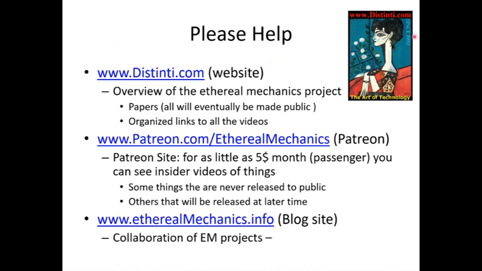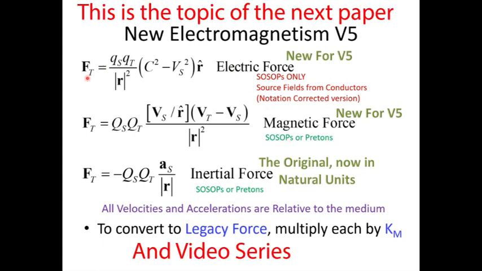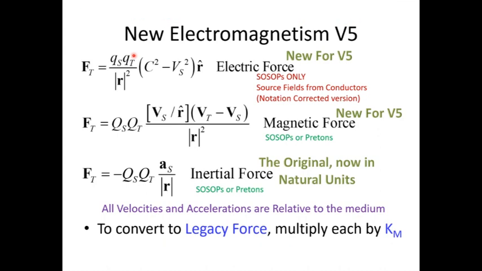Thank you. So this is New Electromagnetism version 5. This is the electric force model, and this is for second-order systems of pretons only. It's not for pretons themselves. These are the magnetic force model and the inertial force model. These can be applied to SOSOPs or pretons, and that's why I have changed the symbols here. The small q's represent SOSOP charges only, where these represent either SOSOPs or pretonic charges. Okay, and also right now we're going to say this is for source field contained in conductors for now until we figure out where that extra quarter comes from.